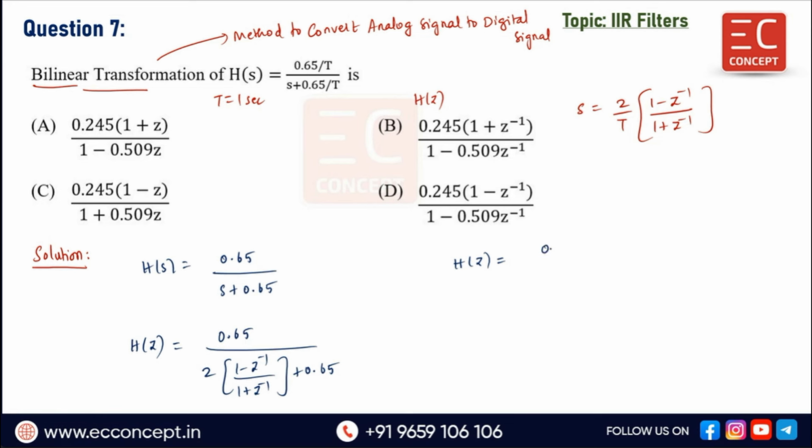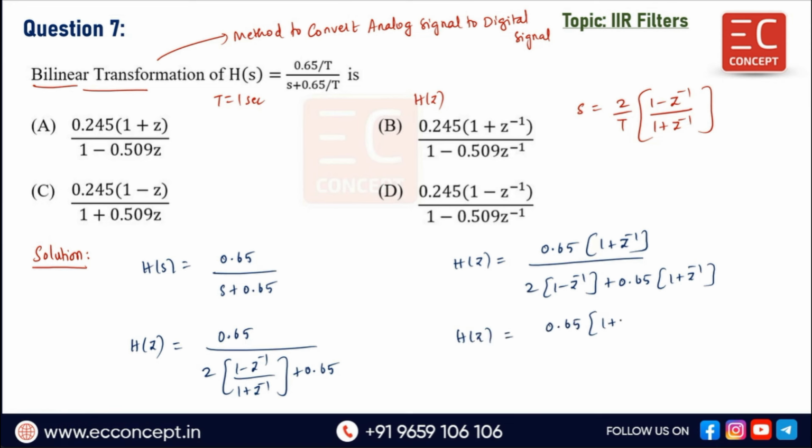So H of Z becomes 0.65 by 2 into (1 minus Z inverse) plus 0.65 (1 plus Z inverse), and the denominator term goes to the numerator, that is 1 plus Z inverse. If you simplify this, you get 0.65 (1 plus Z inverse) upon 2.65 minus 1.35 Z inverse.